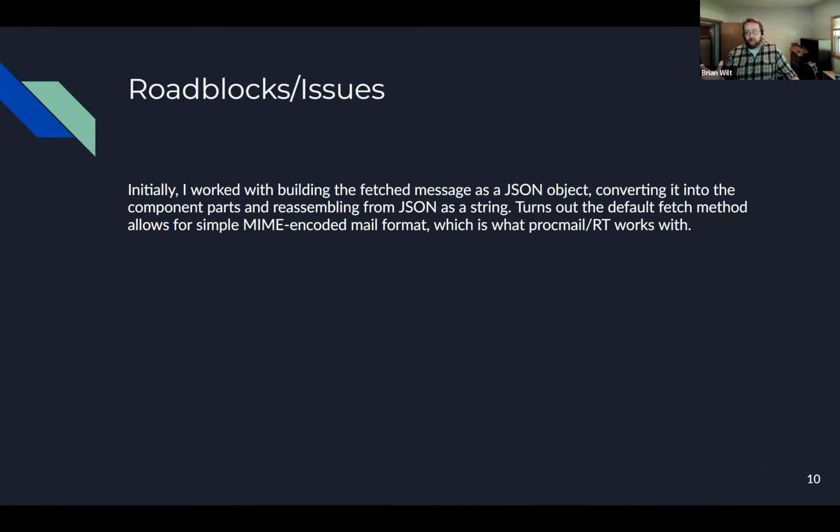Initially I had worked with building the fetched message as a JSON object. It seemed like that was kind of the middle of the road. Most of the time when the documentation for developers was discussing how to get your email, you could ask for it as a JSON object. I was trying to deconstruct it. There was some info that I needed to get, like the subject and who the sender was. Those were important for routing into the request tracker application.